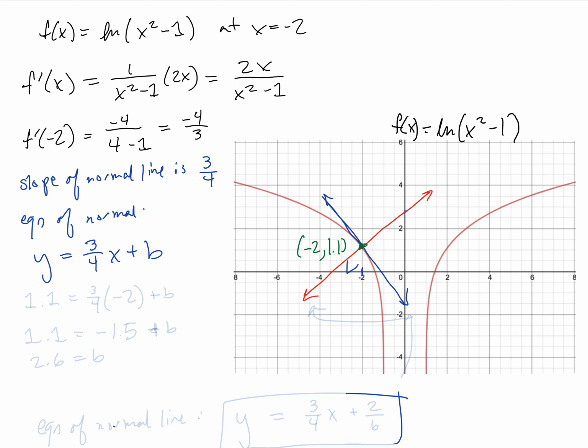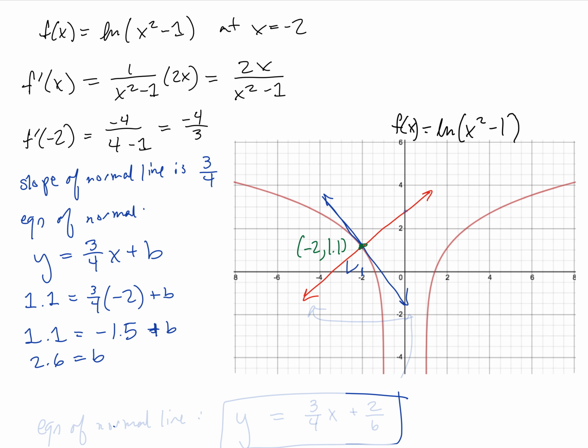So now what we've got is that y, the output, which is 1.1, is equal to 3/4 times x. X is negative 2, the input, plus b. And so that means that 1.1 is equal to 3/4 times negative 2. That's negative 3/2, or negative 1.5, plus b. And now to solve for b, we can add 1.5 to the other side. So we have 2.6 is equal to b.